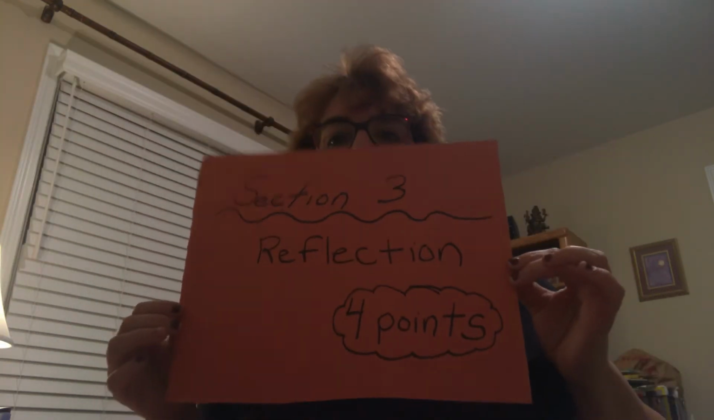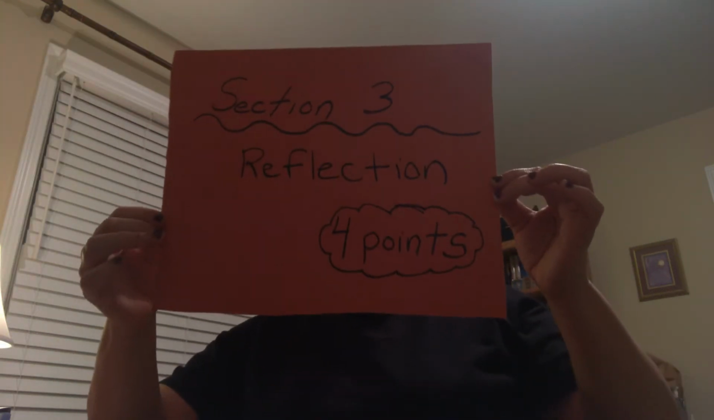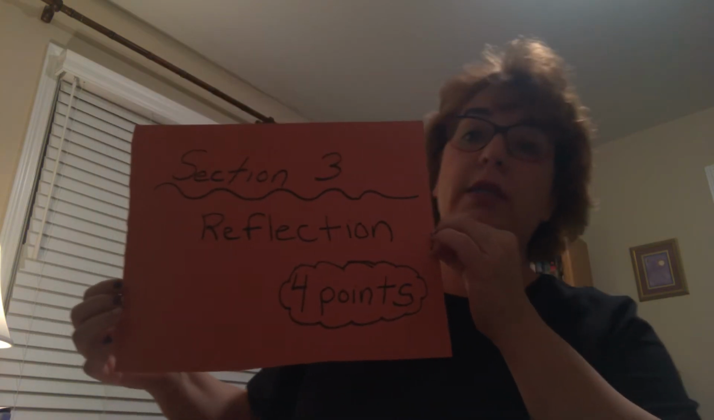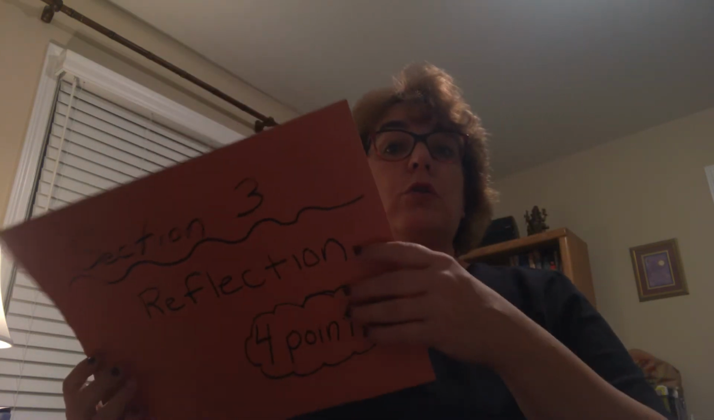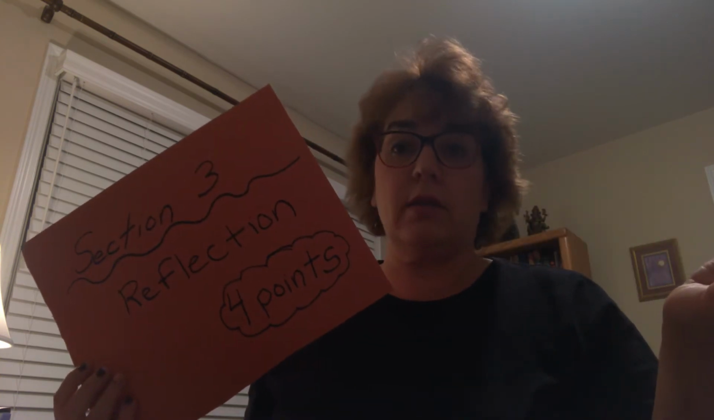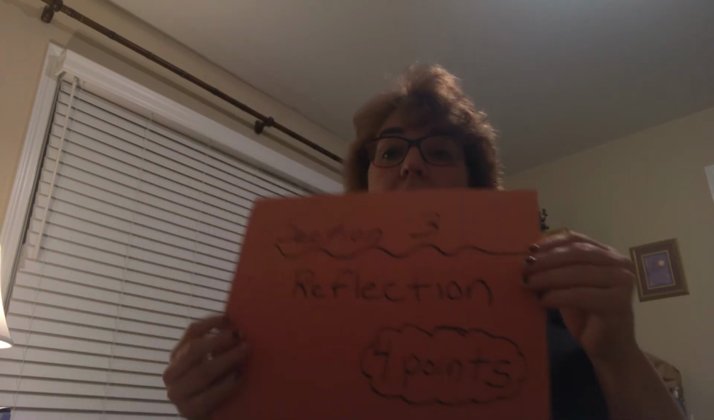So here's what Section 3 is. It's a reflection. That's it. A short reflection. The reflection is worth up to 4 points. So here we go. This video, Section 3 of the Historical Investigation. It is worth up to 4 points. I wouldn't sneeze at 4 points, folks. 4 points in terms of the entire HI is a nice set of points. You don't want to lose points on your reflection.